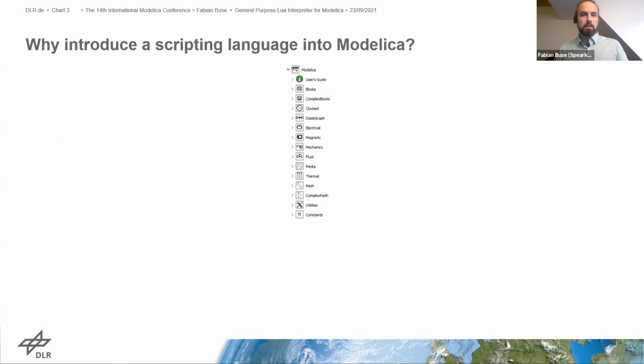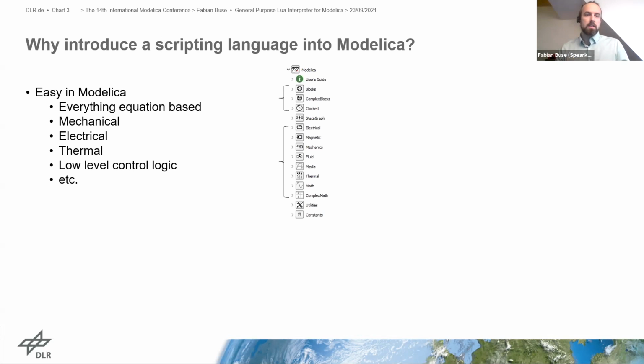So first, why would you need something like a scripting language in Modelica? And I think we can all agree there's stuff that is easy and good, that works very well, generally everything equation-based. So everything mechanical, electrical, thermal, low-level control logic works quite well. So a PID controller somewhere, so also no problem at all. And there are many, many other examples, as shown by all the talks here, that work well.